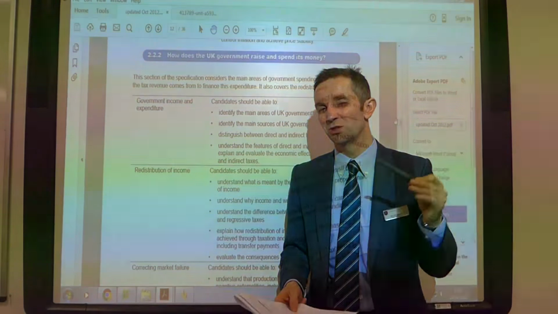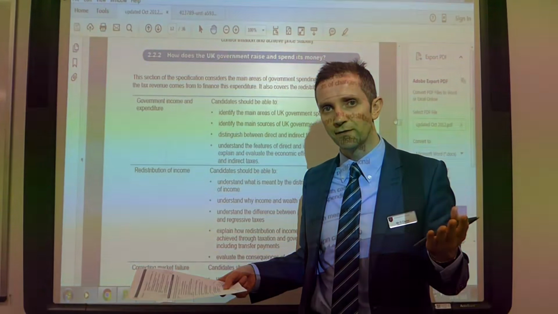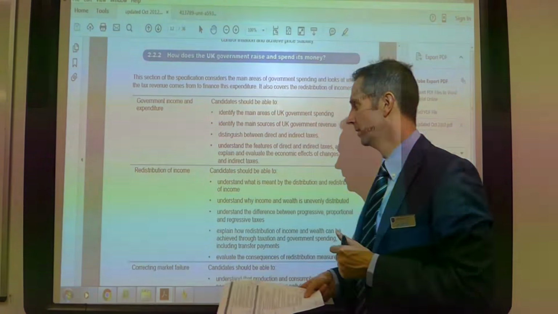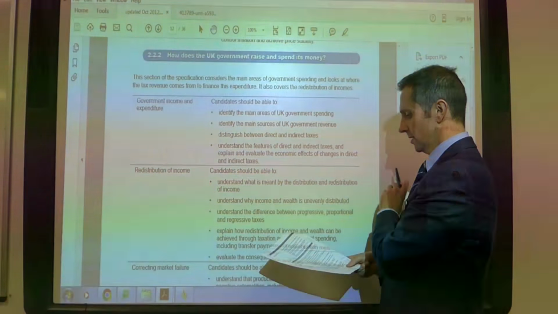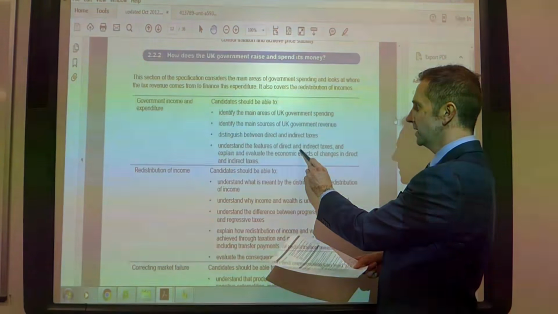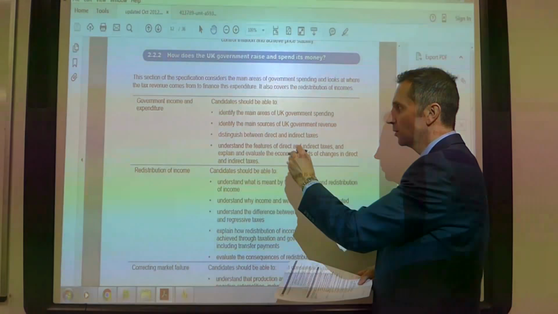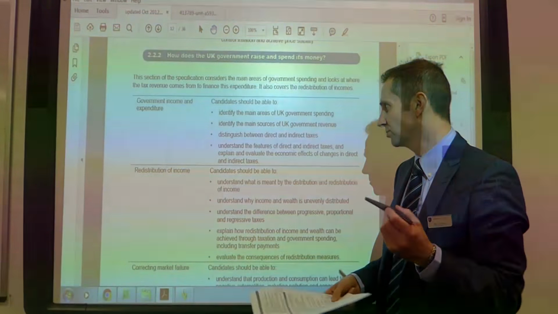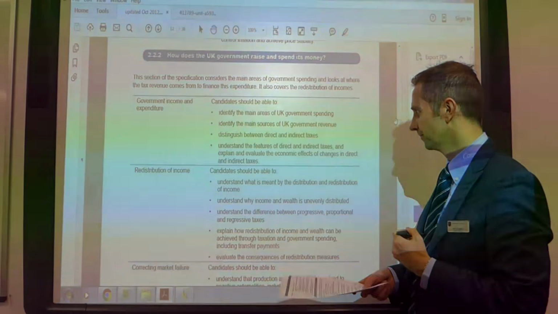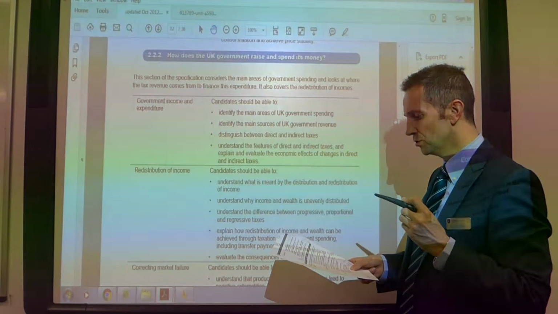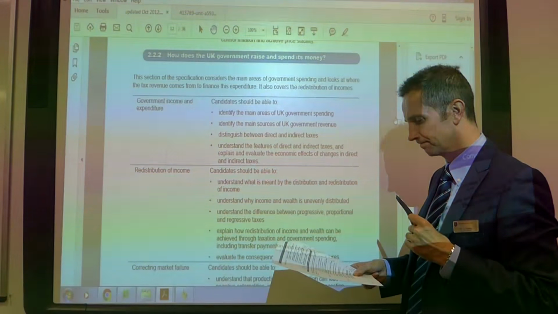So make sure you know the difference. Direct taxes are taxes on income and wealth, such as income tax. Indirect taxes are taxes on goods and services. In this country, that is VAT, value added tax at 20%. So that has been asked, but the bits in between haven't. So main sources of UK government revenue, distinguish between direct and indirect, straightforward question, but hasn't been asked before. So do bear that in mind, ladies and gentlemen.